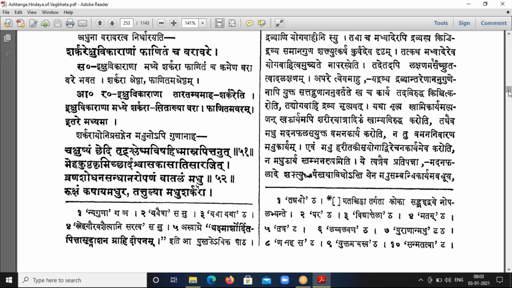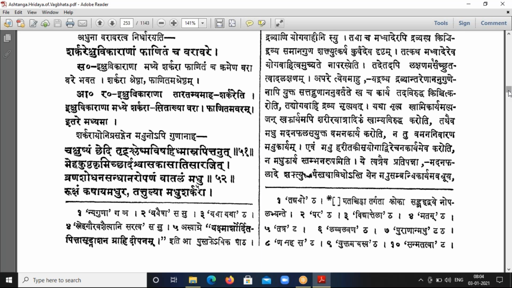So now we find Madhu. Madhu actually is not one among the Ikshuvikara, as you all know, but still it finds a place in this Ikshuvikara, because that also gives Sharkara. That is also a source of Sharkara. So it is positioned along with the Ikshuvikaras. Again, Madhu is a product which is used very liberally in our pharmacies, in day-to-day practice as well.